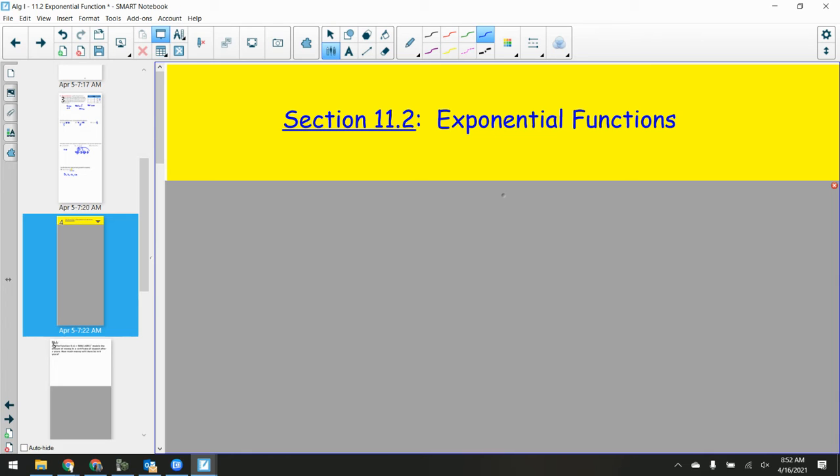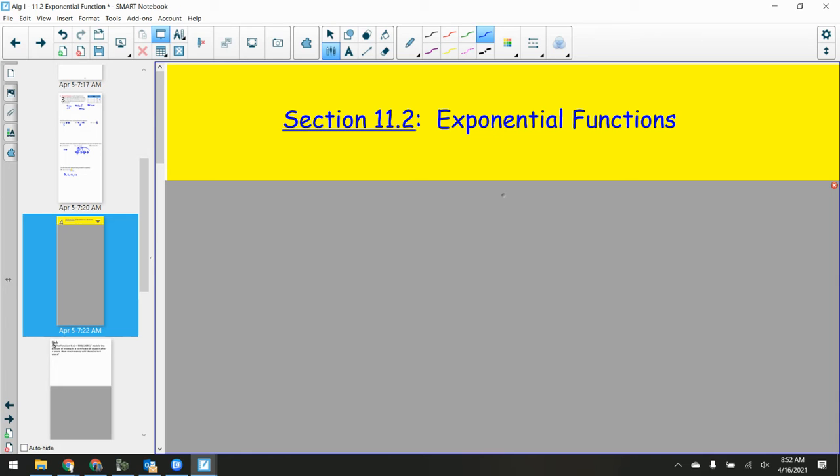All right. So exponential functions. Now, we've learned a lot about different types of functions this year. We learned about linear functions. We learned about quadratic functions. We talked a little bit about absolute value functions. And now we're going to talk about exponential functions.